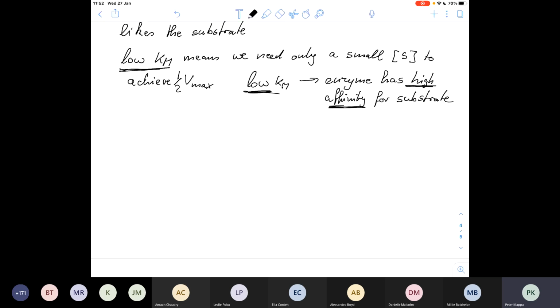Smashing. High Km therefore means low affinity. Low affinity for the substrate.